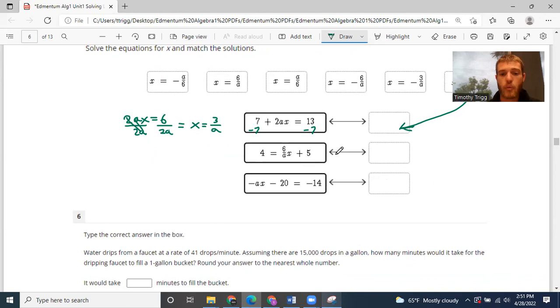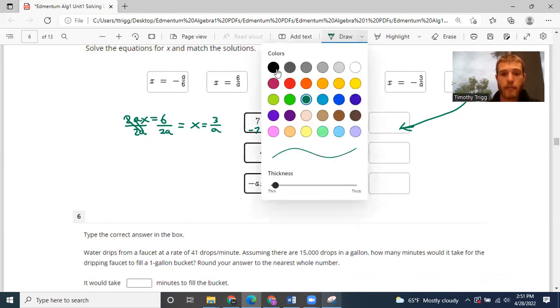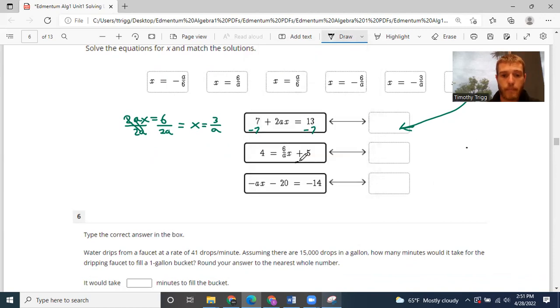I'll also do this next one with you here. My first step would be to subtract 5 on both sides of the equation. Subtract 5, giving us -1. 4 minus 5 is -1, equals 6 over a x. Okay.